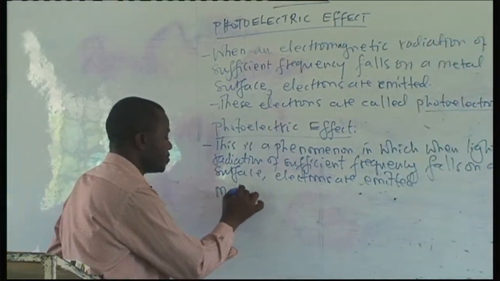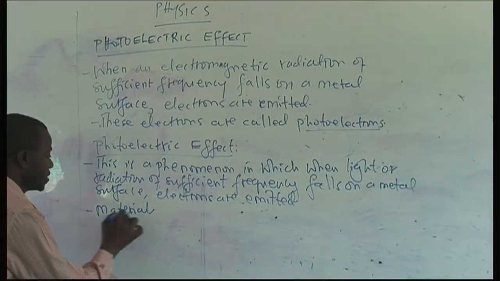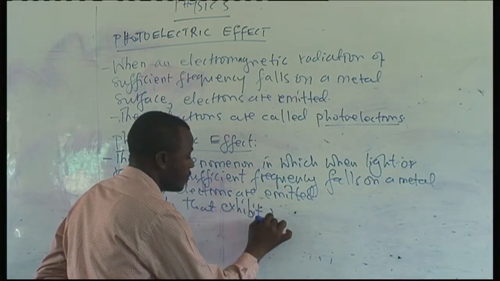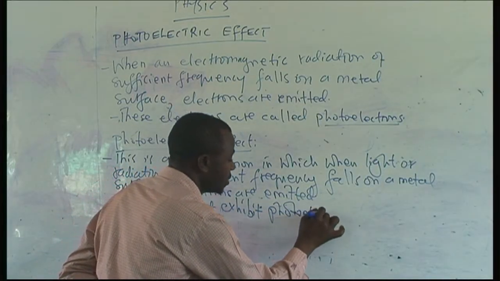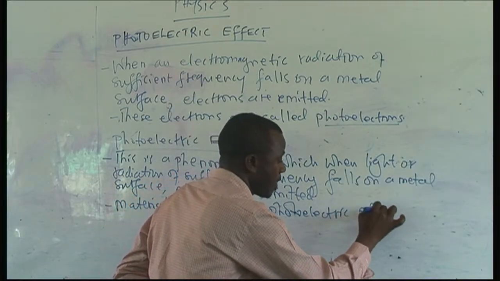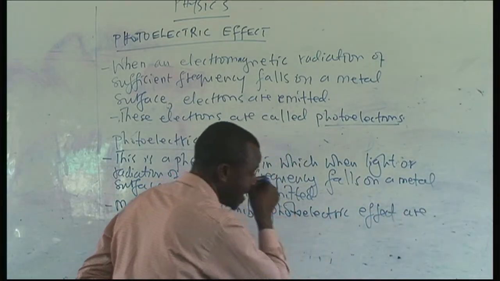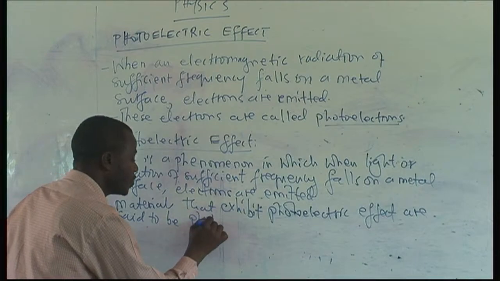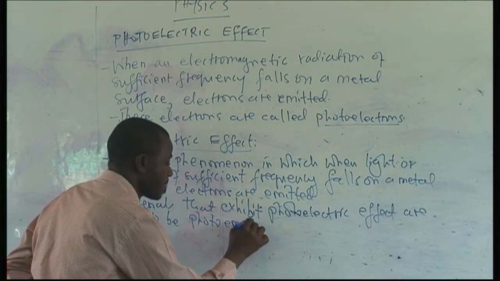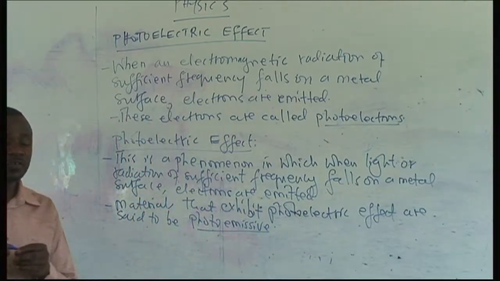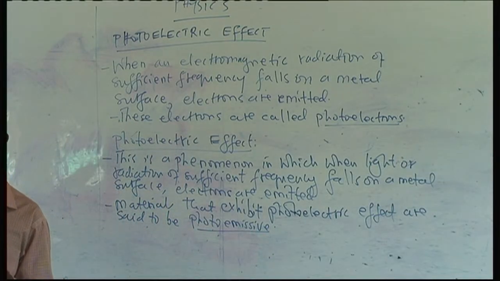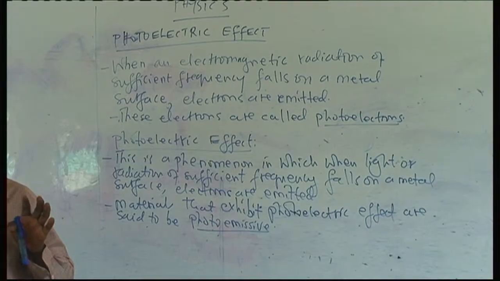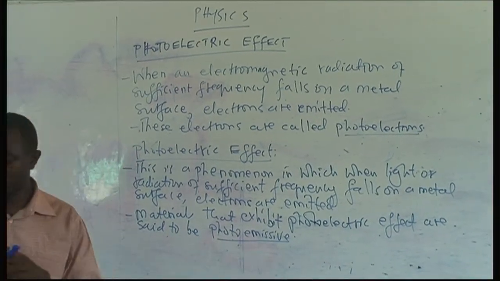Now, those materials that exhibit photoelectric effect, we refer to them as photoemissive. So, materials that exhibit photoelectric effect are said to be photoemissive. So a photoemissive material is that material that when radiated with a radiation or light of sufficient frequency, is capable of emitting electrons. That material we call photoemissive.